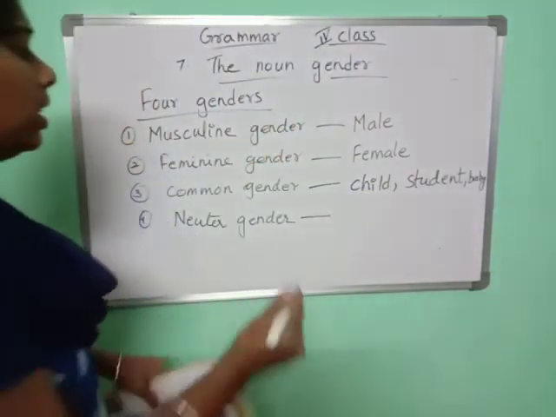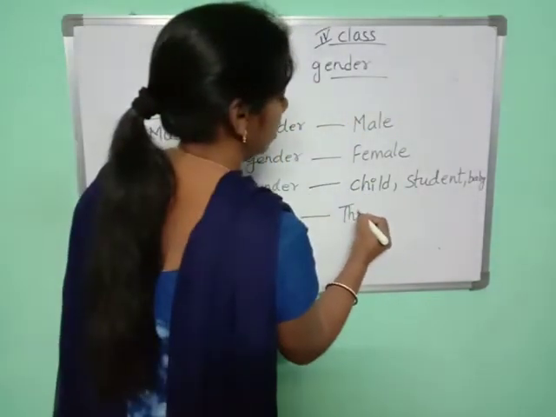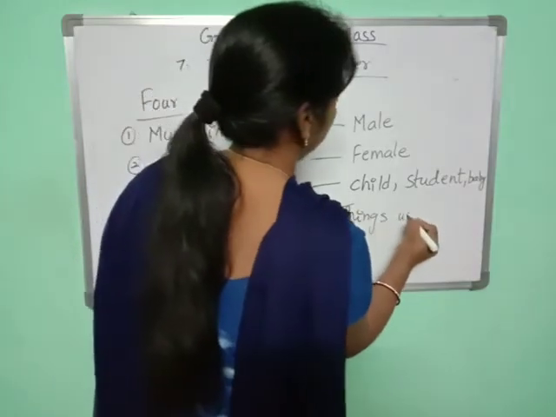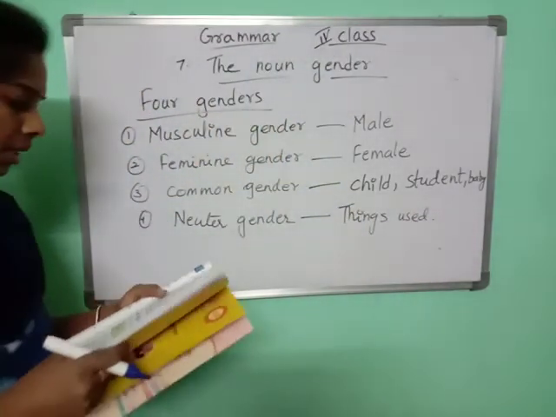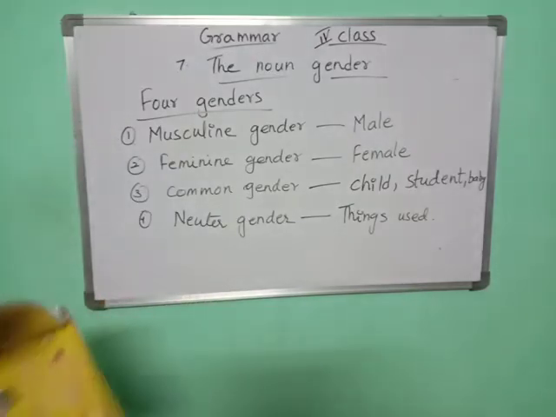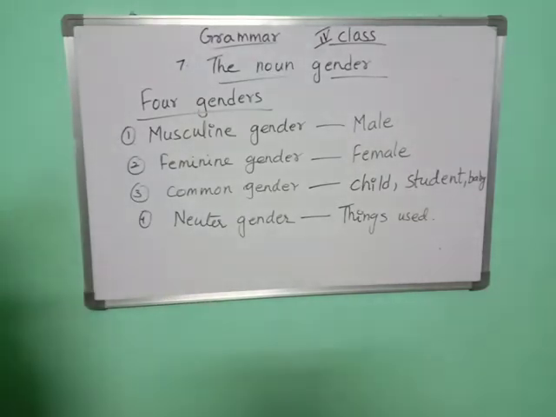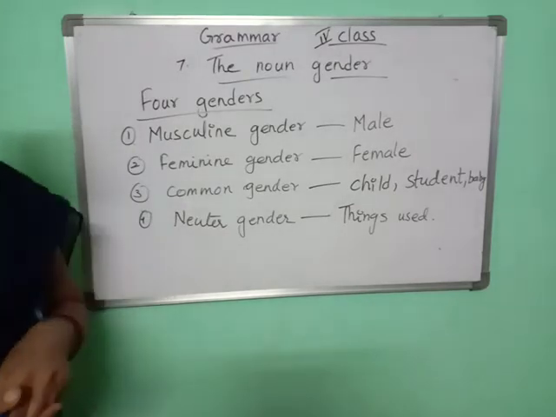So neuter gender, this is used for things. This is used only for things. This is neuter gender. It does not have any gender. Okay, just copy it down, children. Then we'll do the activity. Two activities are there. We'll finish it today.